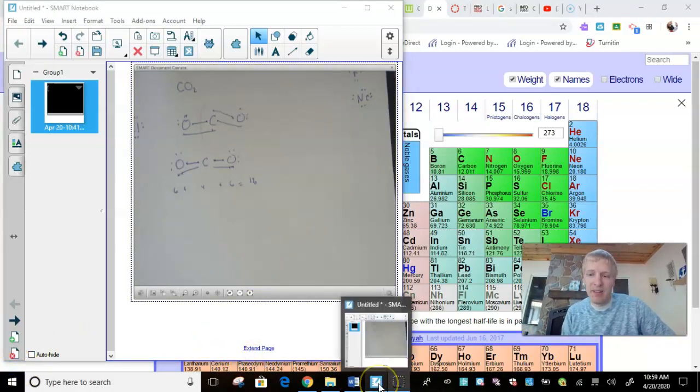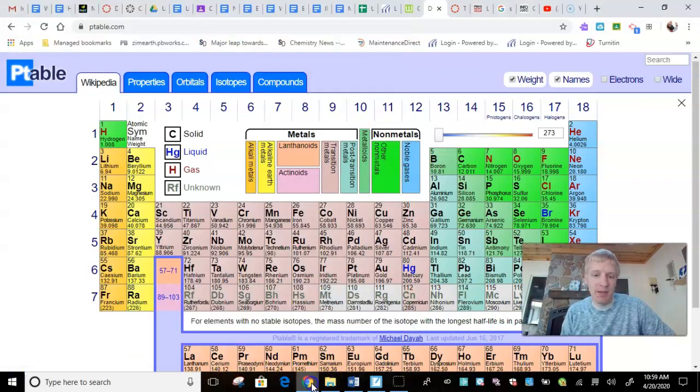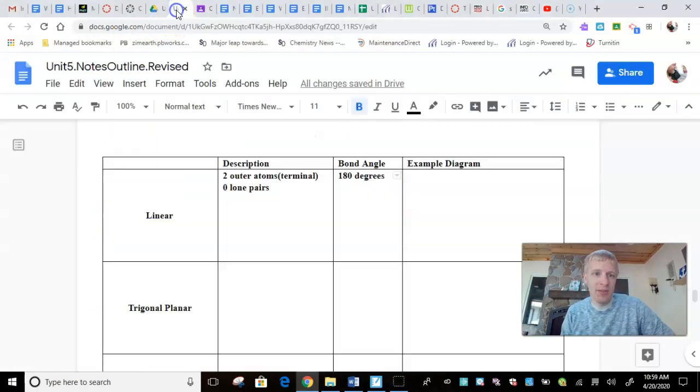Alright, I'm feeling like we're ready for another shape. So why don't we go on to it? Looks like the next one is trigonal planar, or trigonal planar, however you want to pronounce it. Let's see, I would go trigonal planar.